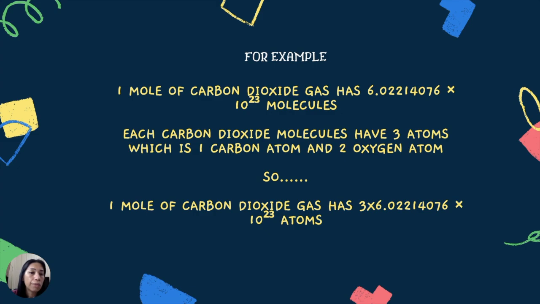So we can actually calculate the number of atoms. If 1 mole of carbon dioxide gas has 6.02214076 times 10 to the power of 23 molecules, and you want to calculate the number of atoms, you just times 3. 3 is because 1 molecule of carbon dioxide consists of 3 atoms. So you times 3 to calculate the number of atoms.